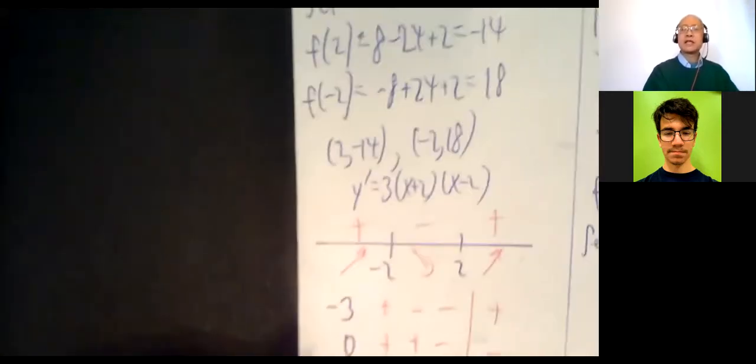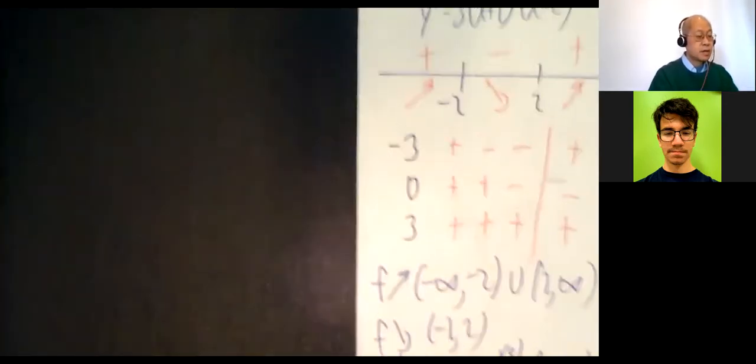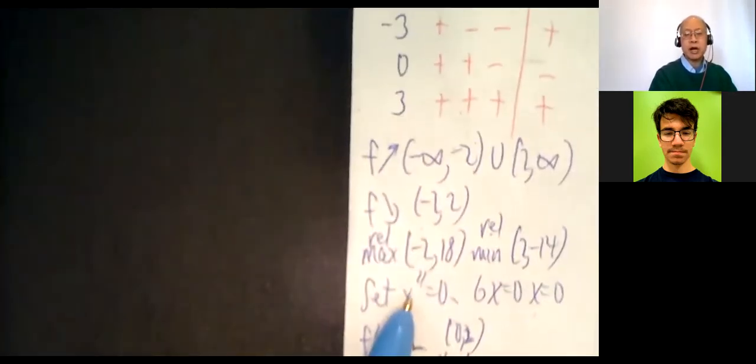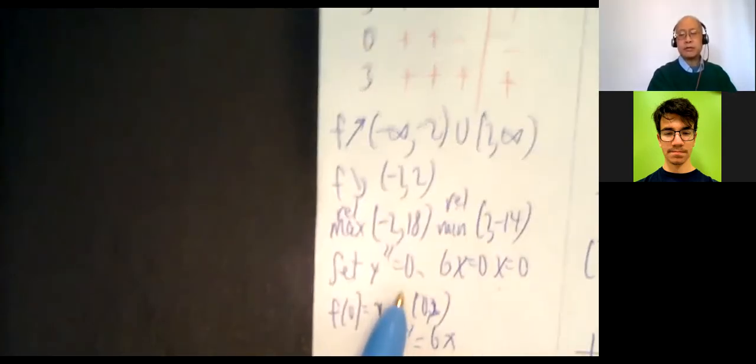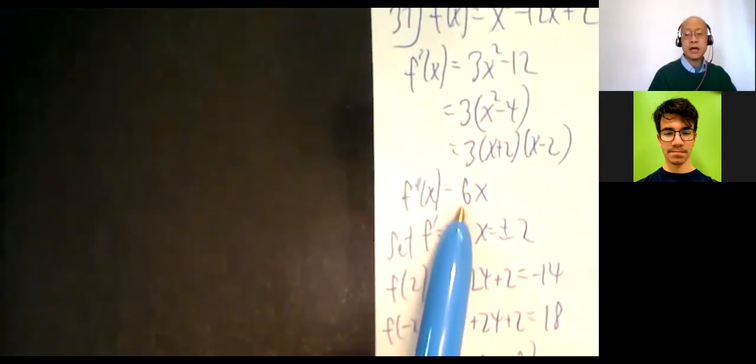So that's it for the first derivative analysis. And now the second derivative analysis, you pretty much do the same thing. Set the second derivative equal to 0, and then do a sine chart. Okay, so set y double prime equal to 0. You can say y double prime, f double prime, same thing. So where was my second derivative? 6x.